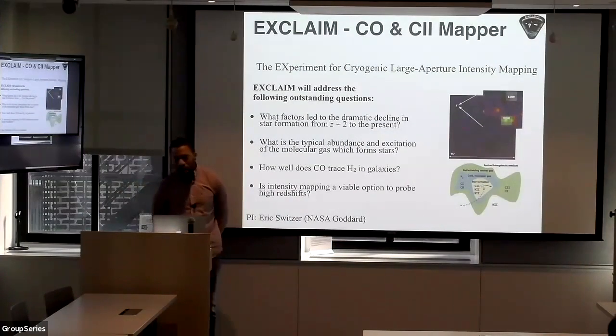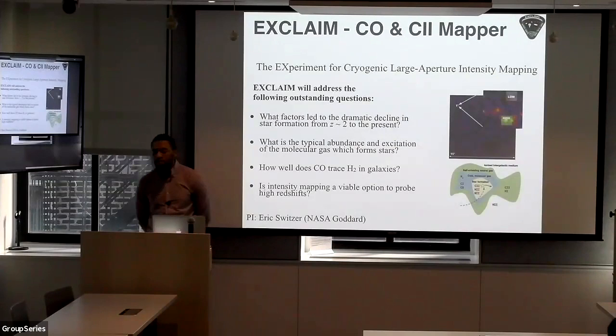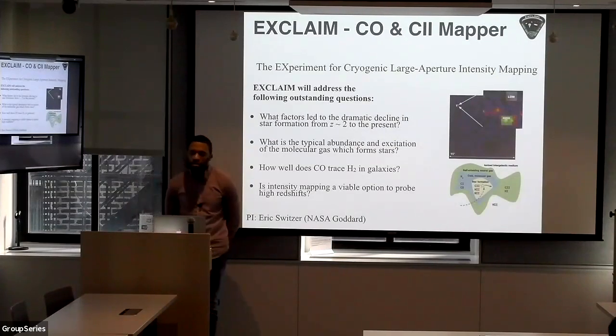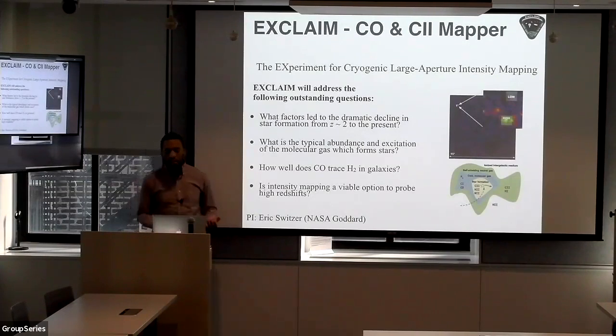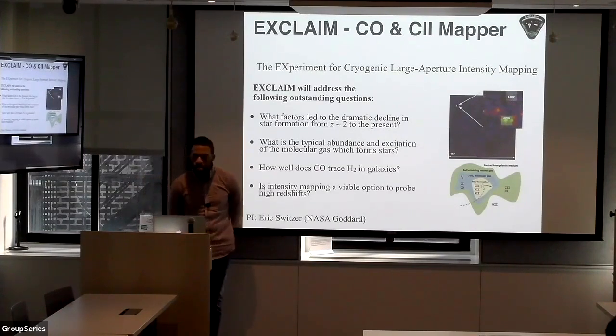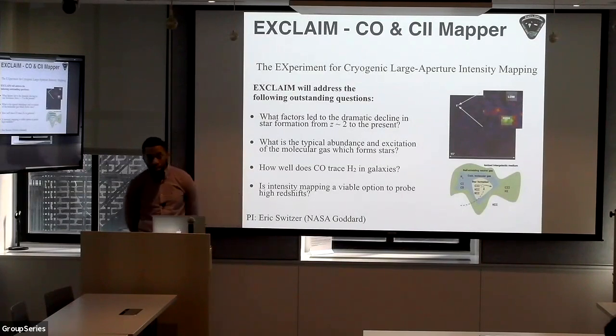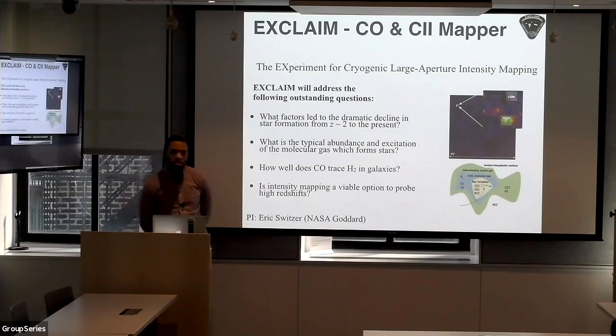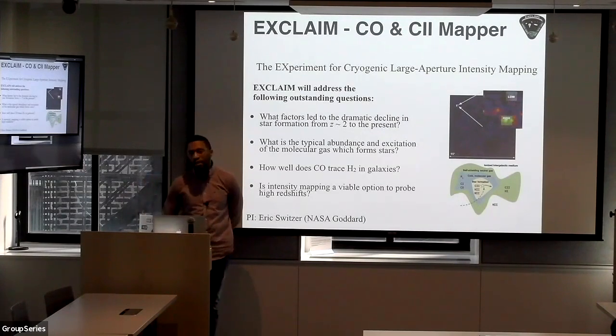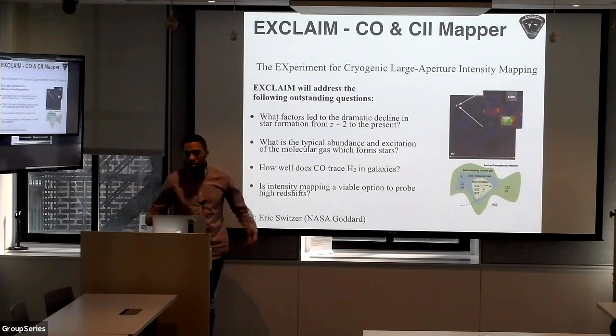We want to discover what factors led to the dramatic decline in star formation at redshift 2. We want to know about the abundances of molecular gas that form stars. We want to know how tight the relation between CO and H2 density is in galaxies, and we also want to constrain some of these CO and C2 models to see how viable they could be at higher redshifts, or just at lower redshifts, in order to do cosmology.